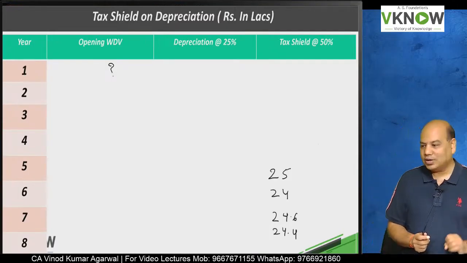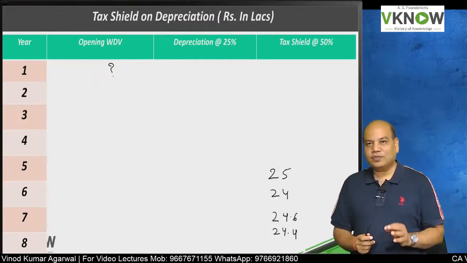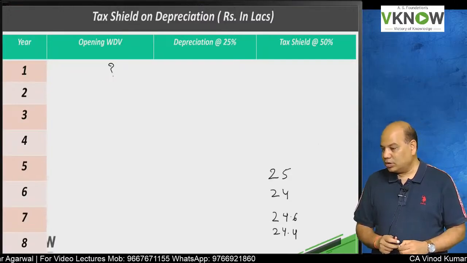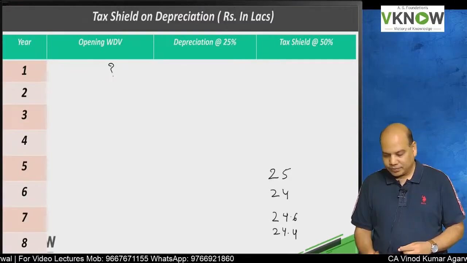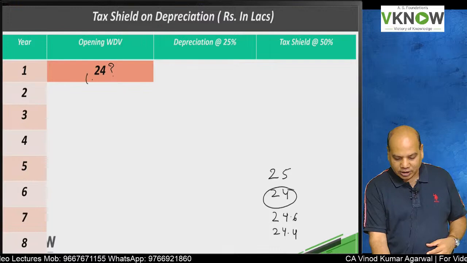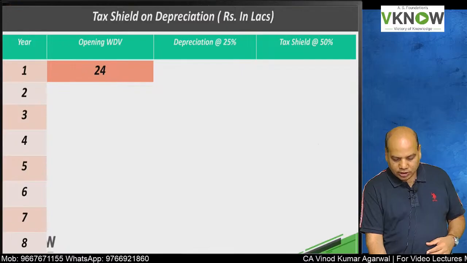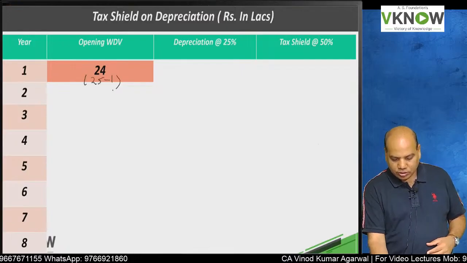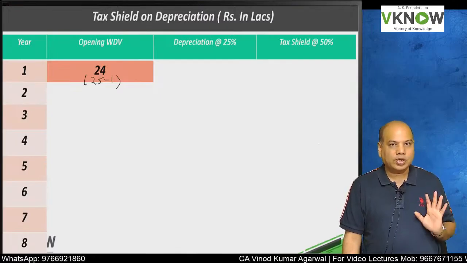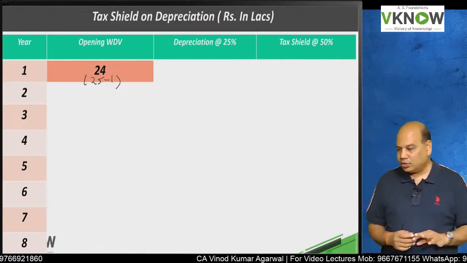Okay, so think and reply. 25, 24, 24.6, 24.4. Anybody? What is your answer? 24 is the right answer. Sir, why? In bracket write down 25 minus 1. Like in the previous question, our block of asset will increase by 25 and reduce by 1. So the answer will be 24.